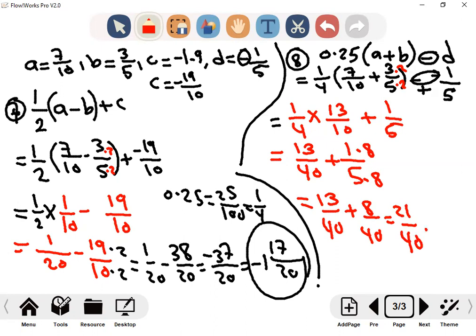Notice that our answer comes out in simplest form. Why? Because I already simplified at the start. If you did not simplify and took it as 25 over 100, you would do the same steps with bigger numbers. At the end, you need to simplify to get 21 over 40. Okay?